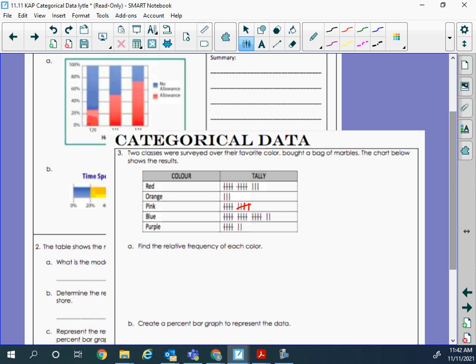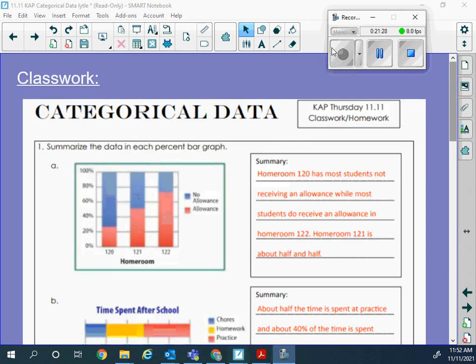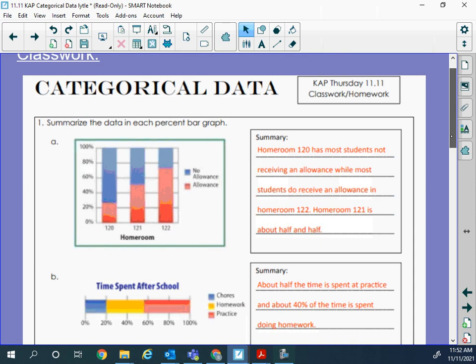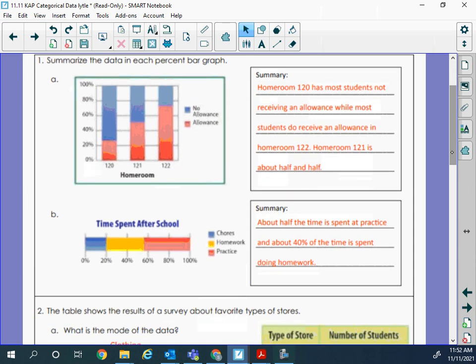Okay, so I'd like for you to work with a partner right now. Let's see, we've got plenty of time for about 7 minutes or so, and then we're going to check. All right. Okay. So on the first one, basically they just said that homeroom 120 has the most students not receiving an allowance, while most do receive an allowance in room 122, but 121 was like 50-50. It's not exact, there's not like an exact thing there.